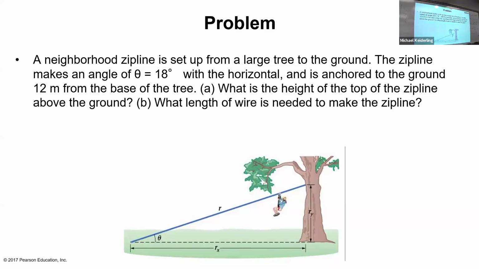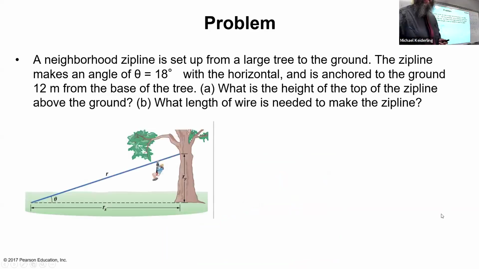Oh, so for this, click. So we have our tree. So what do we know? We know Rx is 12 meters, this distance here, and our angle theta is 18 degrees. What do we want to know? Well, for part A, we want to know what Ry is, the height here. For part B, we want to know the length of the wire, what R is.